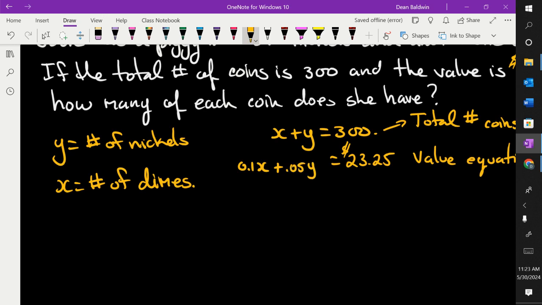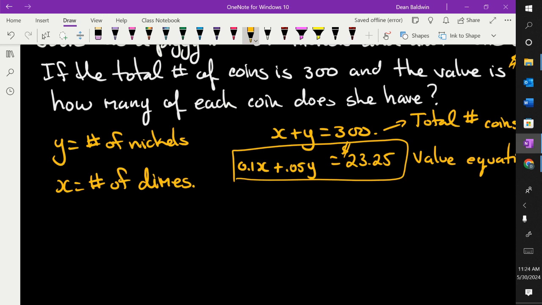0.05 times the number of nickels, and I add those together, I will get 23.25. Okay, that's your value equation. So you need a total equation and you need a value equation. Now we can solve this. You have a choice. If you have decimals, you can clear all decimals here by multiplying through by 100, because that works to 2 decimal places here. Or I would just use substitution because you can easily solve for these. I'm going to do it with substitution.